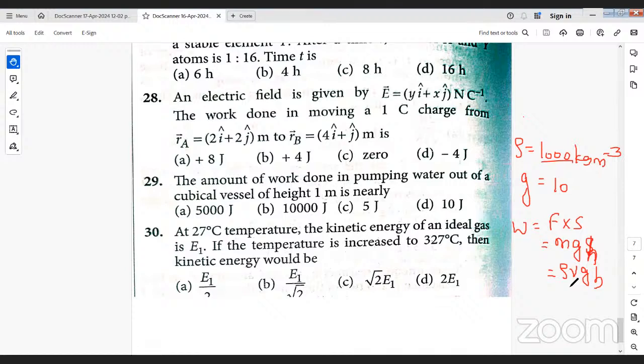So check what answer you are getting here. I have given you the hint. You check the answer for the 29th question. I told you what you need to do. Okay, I'm going to the 30th question, students. Please do the 29th question. The hint is given to you. 30th question.